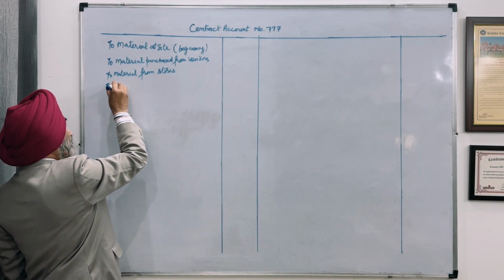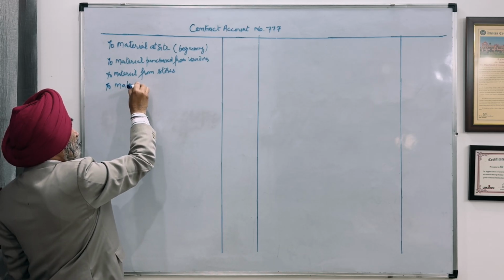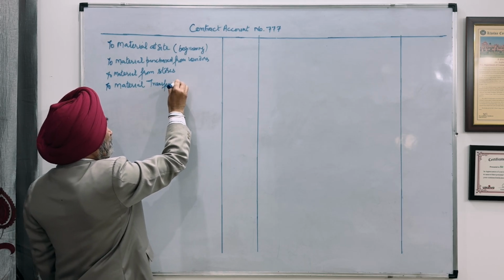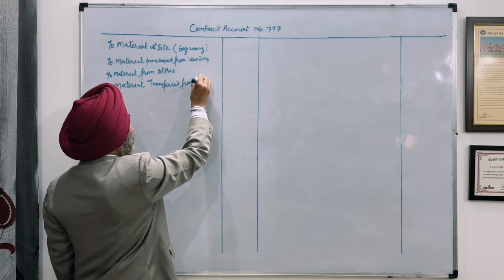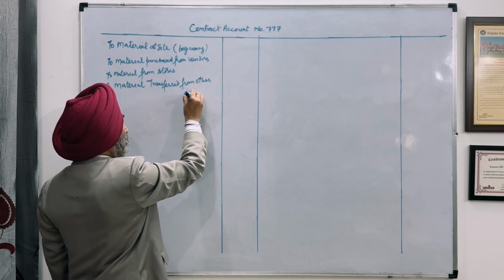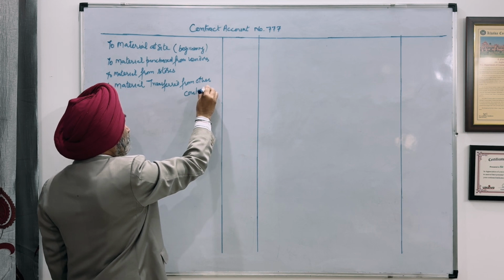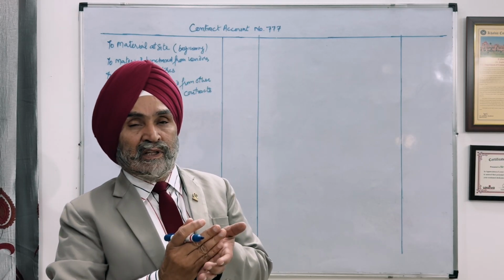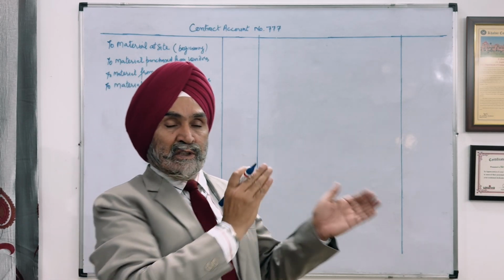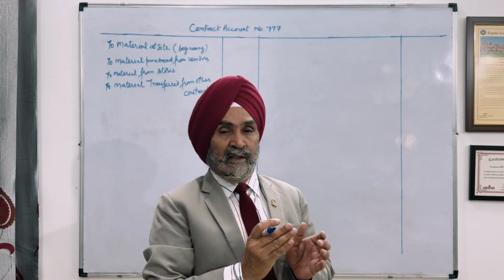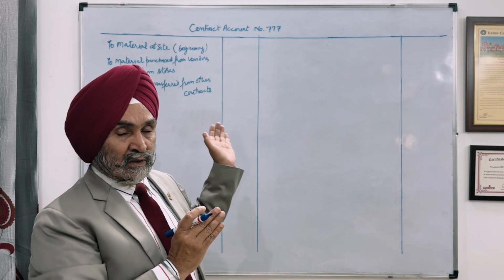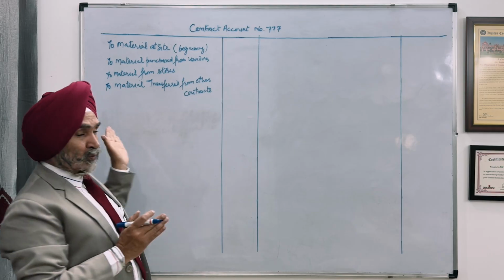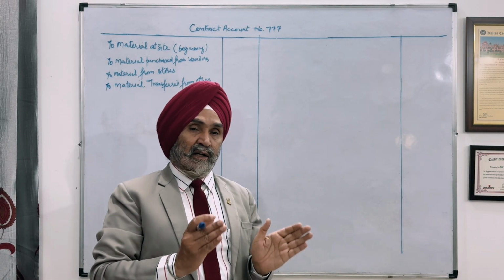Then it may be material transferred from other contracts. If material is transferred from other contracts to this particular contract, that will also be debited. For example, if material is shifted from contract number 776 to this 777 contract, then material will be debited to this particular contract. So these are the sources of material for the year.